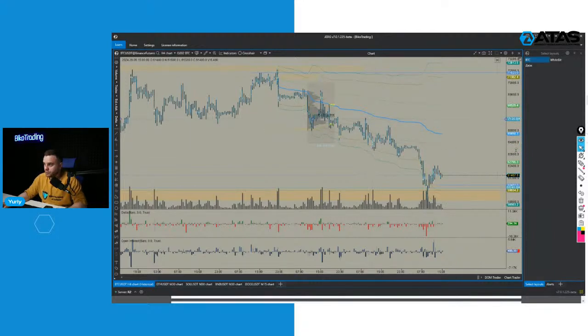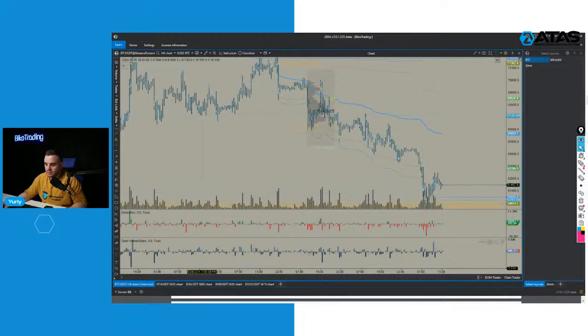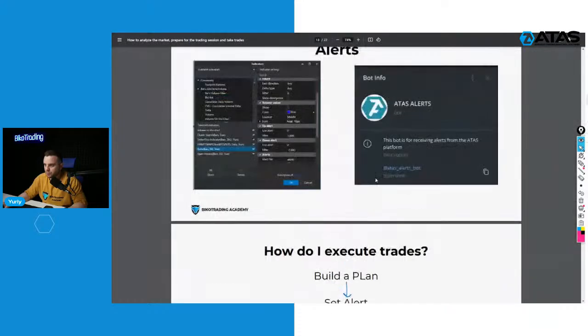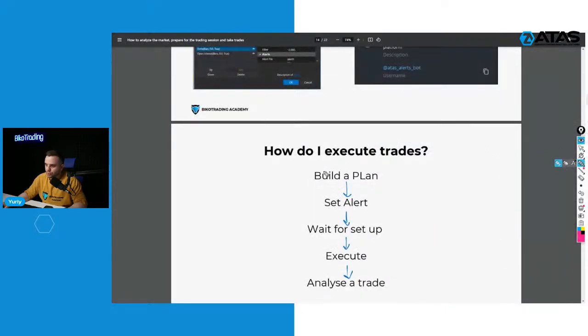Here's an example for you: an alert with a level. When price reaches that level, I would execute a trade. That's an example for fake out trades or a bounce from POC. Remember, as I showed you, what we do is build a plan, set an alert, and after that we wait for the setup.